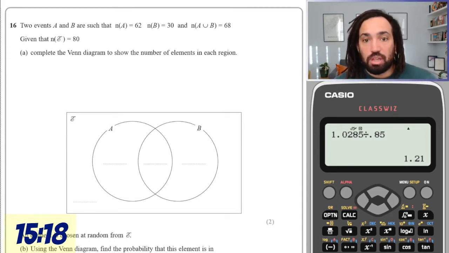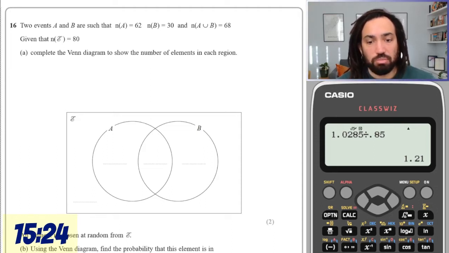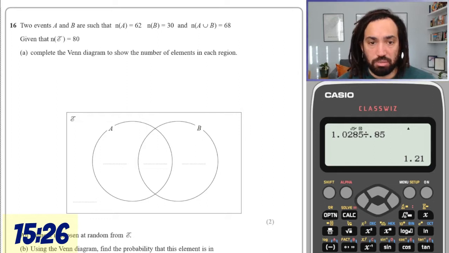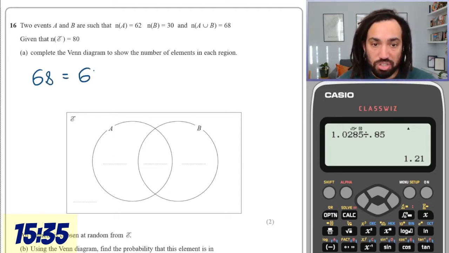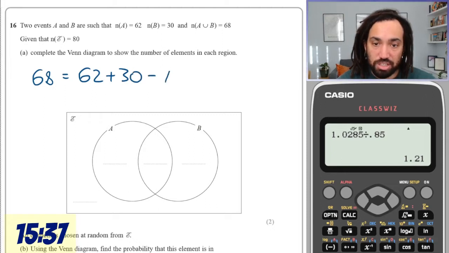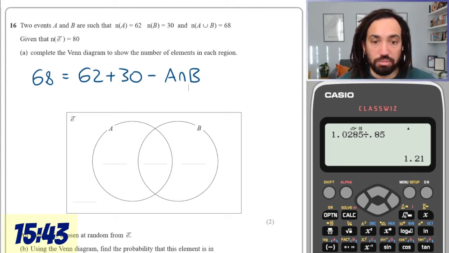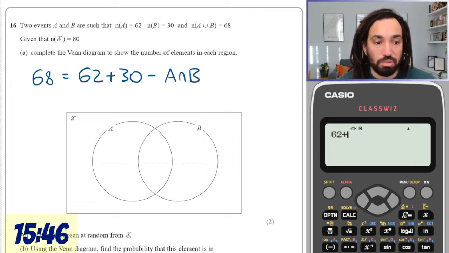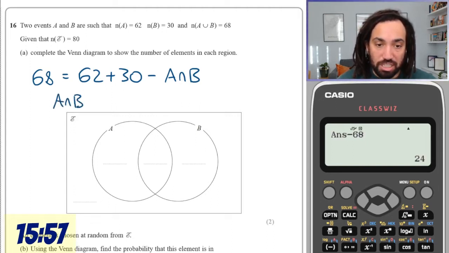Okay, the number of elements. Oh gosh, right. This is tricky. We have to use the fact that the union is equal to the two sets added together minus their intersection. So that's a useful formula to know. So 62 plus 30 is obviously 92, and then if I take away 68, I get 24. So therefore the intersection must be 24.